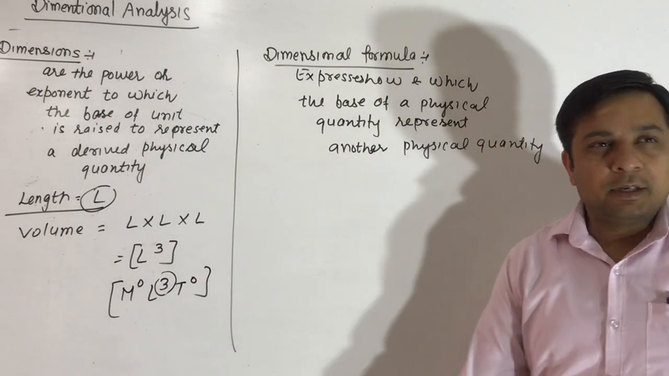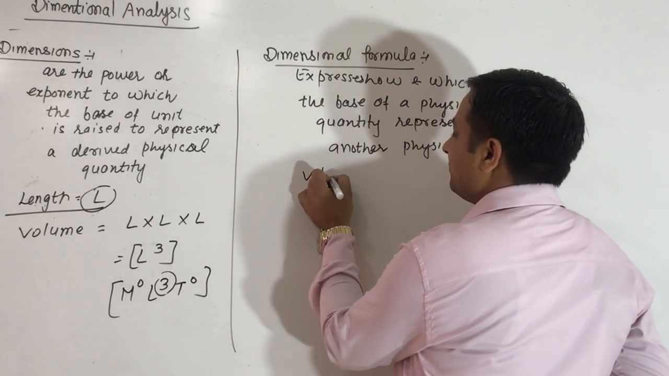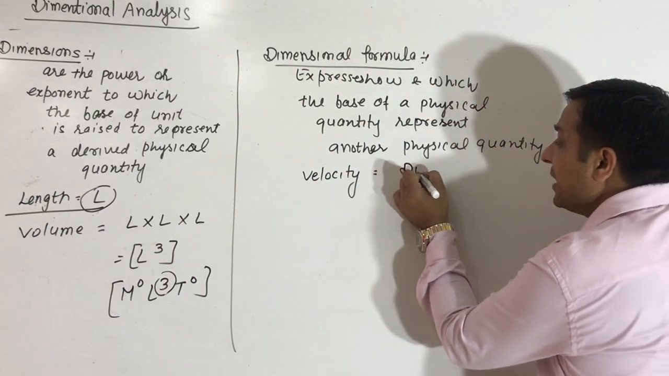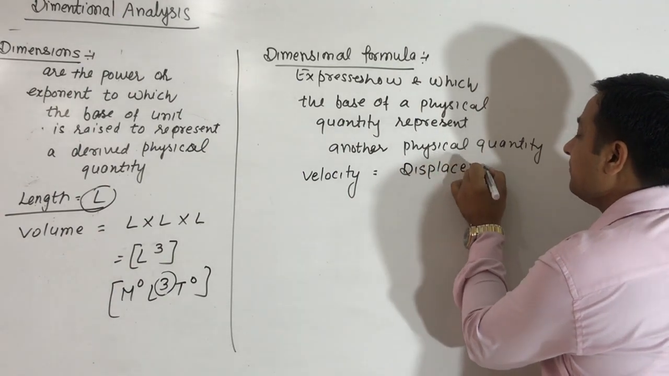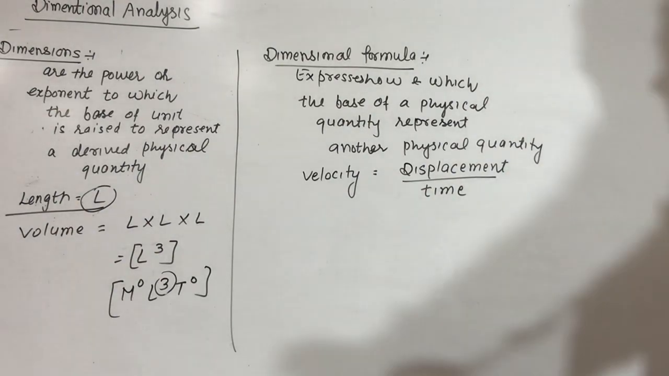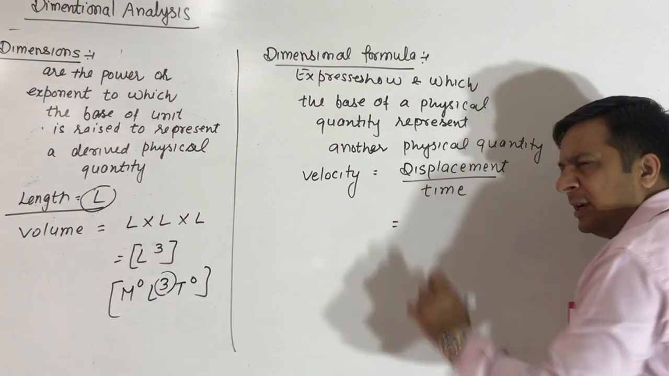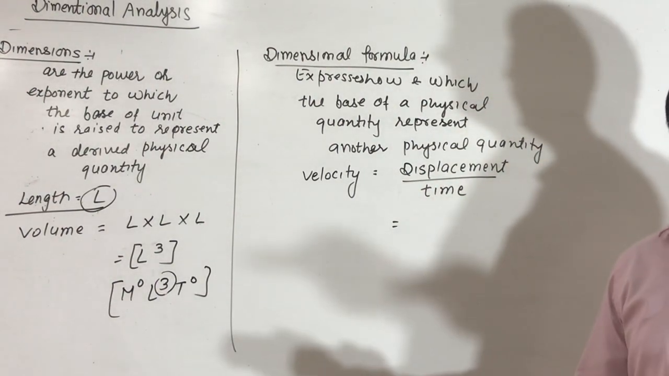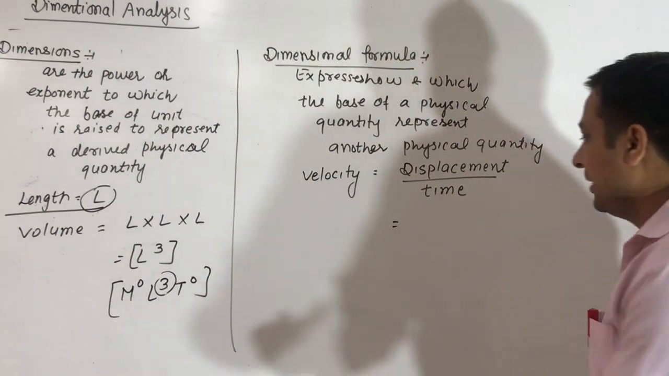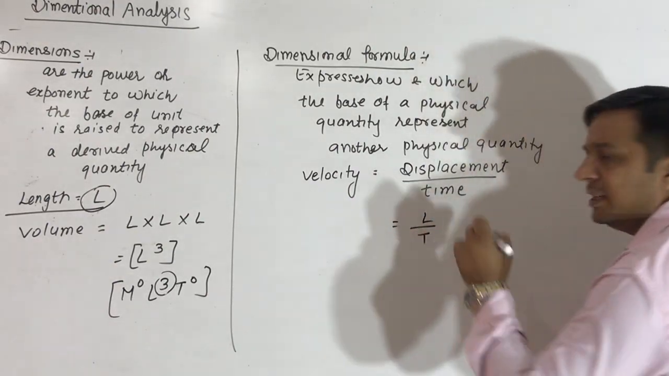Like, if we talk about speed, velocity. Do you know about velocity? Velocity is displacement upon time. Here, what is displacement? Distance. For displacement, length, and for length, capital L. For displacement, capital L is used. And for time, that is T.